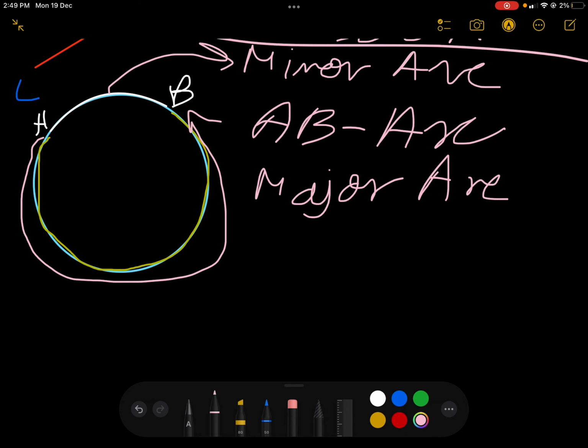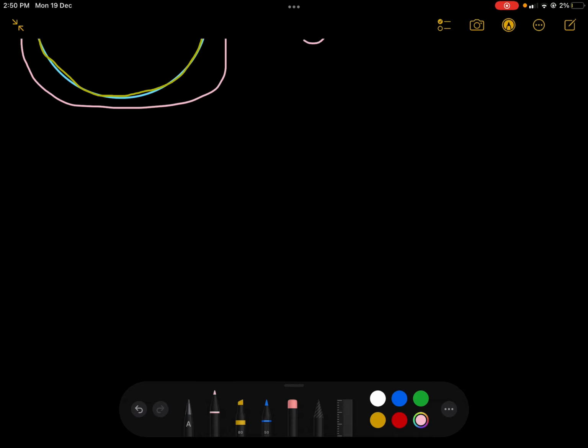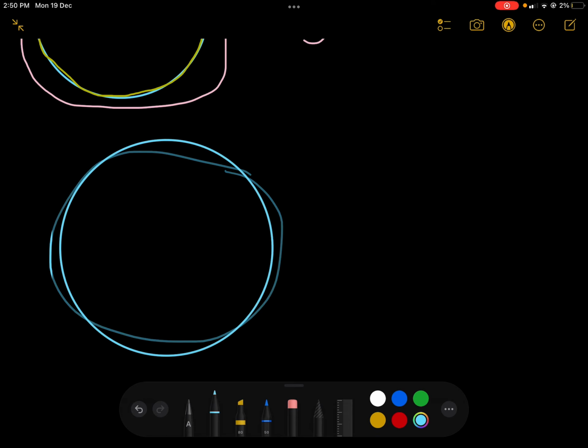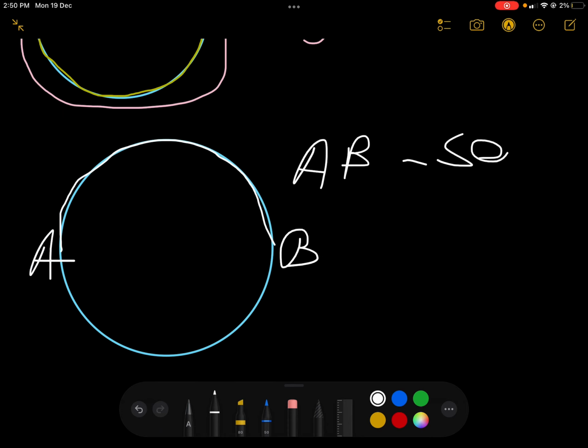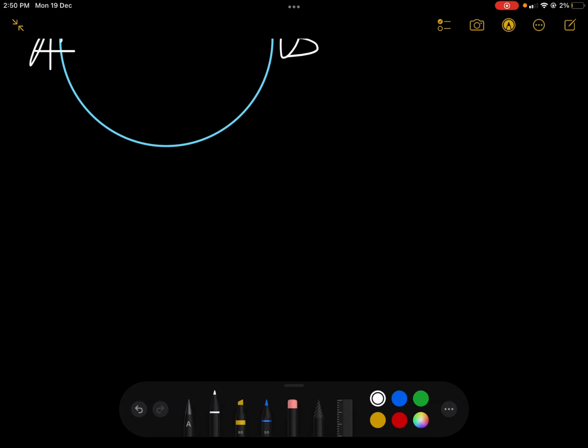Now I'll explain a semicircle. The semicircle is basically an arc that covers half of the circumference, like this. Let's call this AB. So AB is called a semicircle. One half of the whole arc of a circle is called the semicircle of that circle. Understood? Now I'll explain what a sector of a circle is.